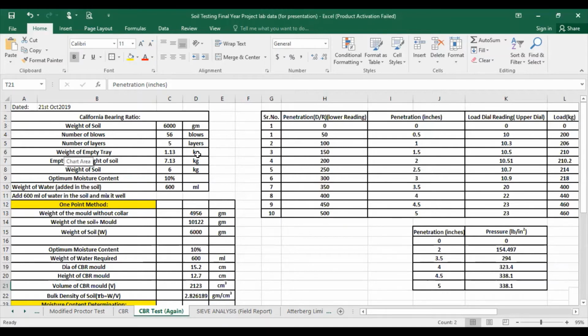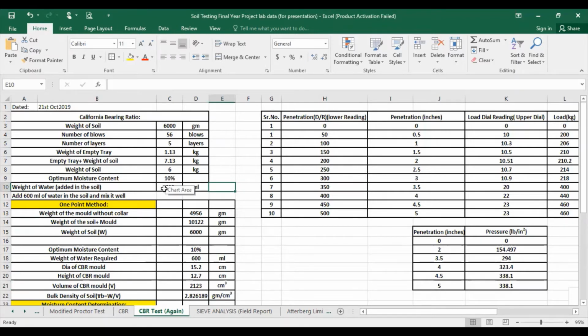Actually, we have taken soil on the tray. First of all, we weighed the empty tray, and then we added soil in it, and then we took the total weight of the soil plus empty tray, and then we subtracted the weight of the empty tray from it. So 7.13 minus 1.13, and we got the weight of the soil. It was 6,000 grams.